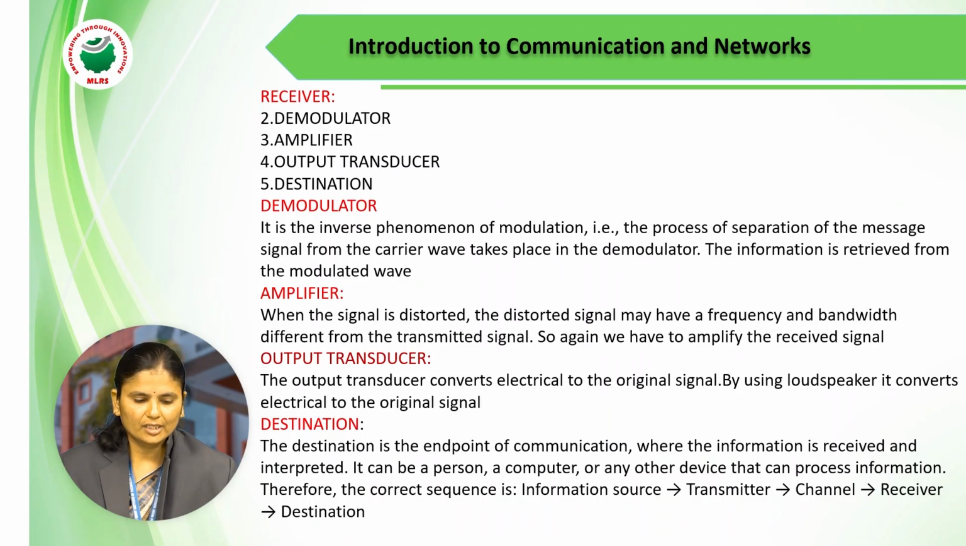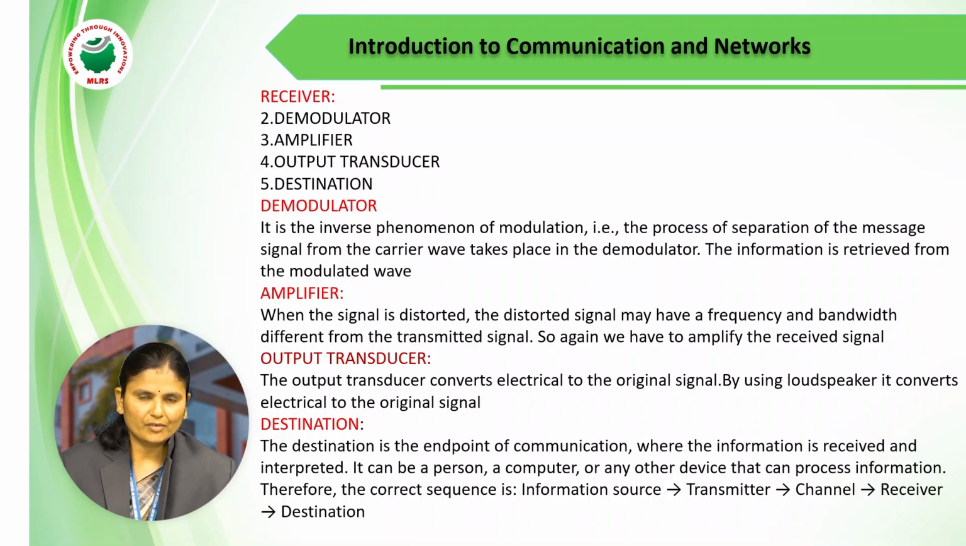In the receiver section, we have demodulator, amplifier, output transducer and then destination. The demodulation means it is the process of separation of the message signal from the carrier signal. So then we get the original output signal in the form of the electrical. So this signal is given to the amplifier.